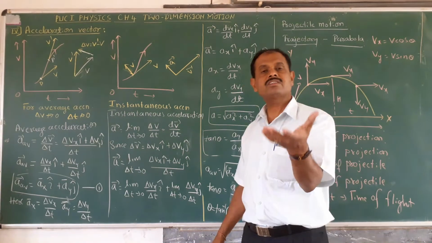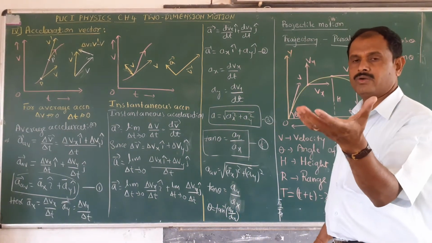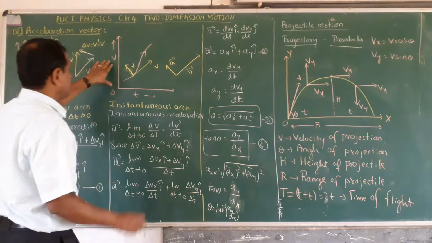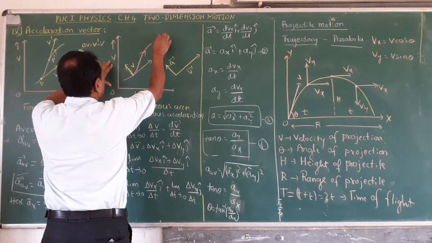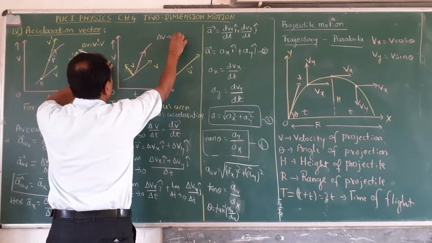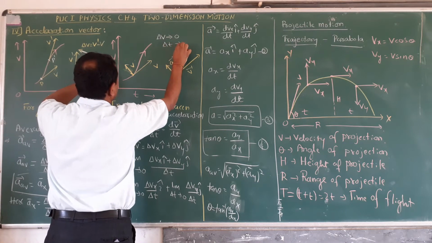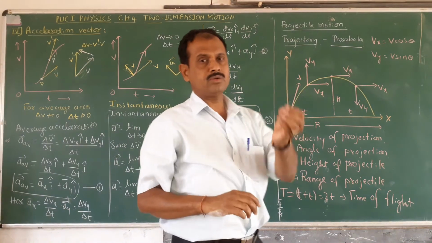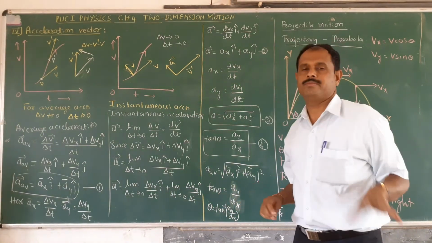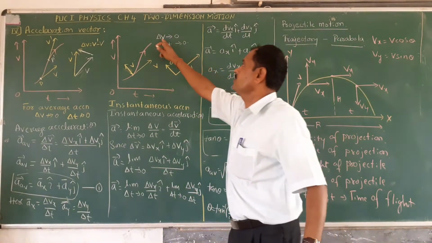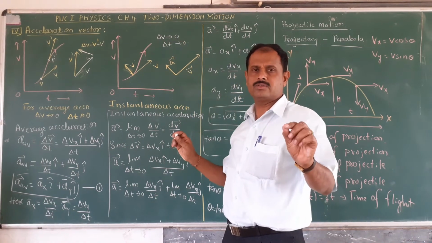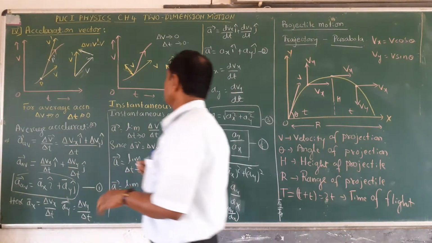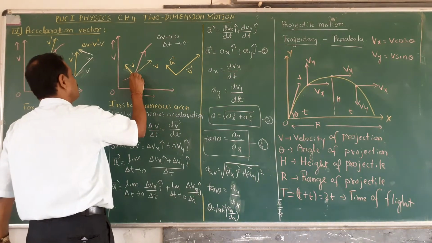Yes, to come to the instantaneous acceleration. What about this instantaneous acceleration? Now in the instantaneous acceleration, delta v tends to 0, delta t tends to 0, but not equal to 0. It is only tends to 0, but not equal to 0. When it tends to 0, you take this point at this point only.